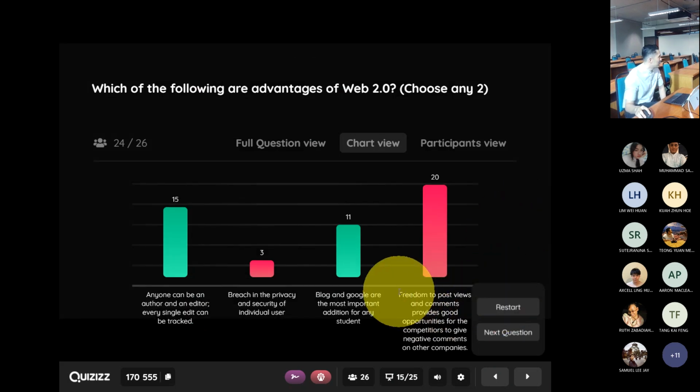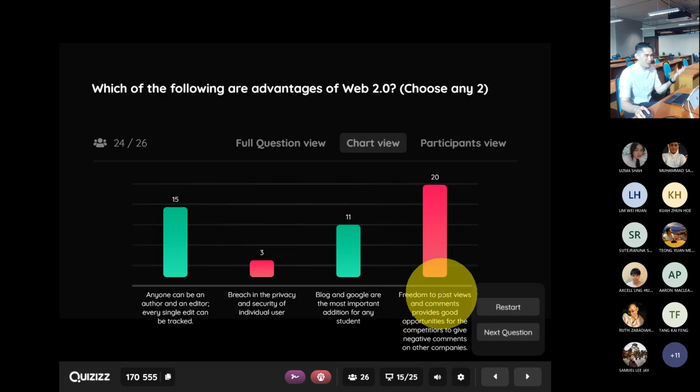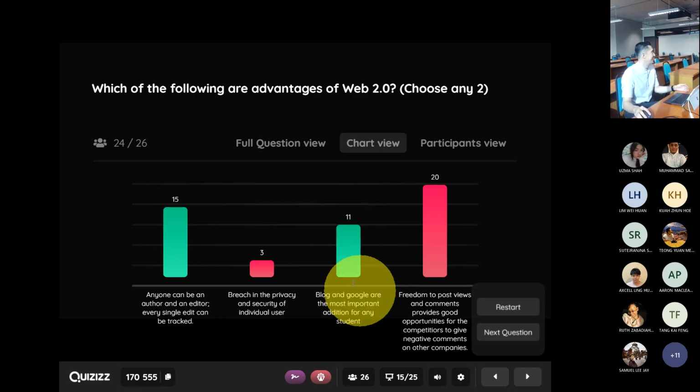Wow. Freedom to post views and comments provides good opportunities for competitors to give negative comments on other companies. Why in the world did 20 of you think that this is an advantage? Read it carefully, right? When you read it, you realize, oh wait, yeah, competitors can do this, but it is not an advantage. It's basically not an advantage overall. Samuel says, I didn't read till the end. Yep, something we all do as users. You don't read until the end.